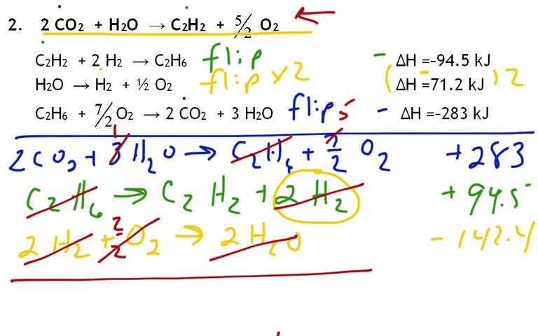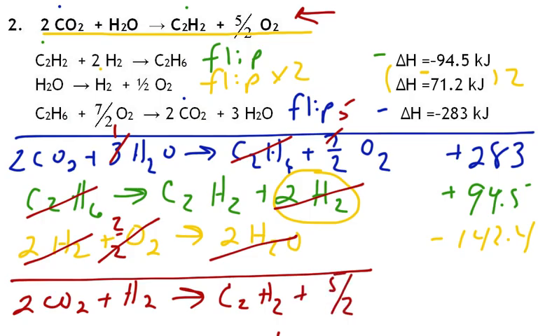We're ready to add them up, so 2 CO2 plus 1 water is going to form 1 C2H2 and 5/2 O2, which is the same as our target reaction. Since it's the same, we can now just add those together, and you end up with a heat of reaction for our target that is 235 kilojoules.